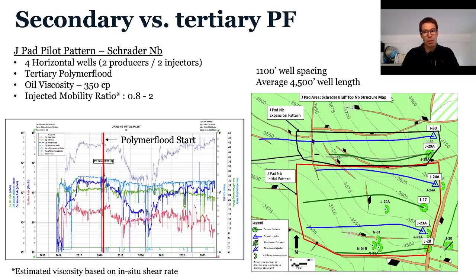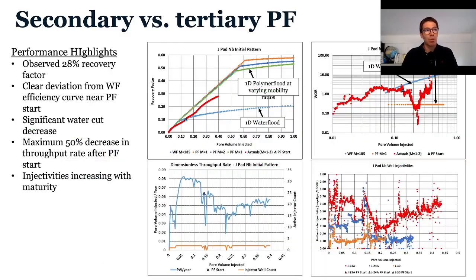This case is really interesting, so you can find the publication. It's Hilcorp Milne Point in Alaska, and what I want to show you here is the injectivity difference between tertiary polymer floods and secondary polymer floods. So in tertiary polymer floods, like this case, you can look at the conclusions. They say there was a maximum 50% decrease in throughput right after the polymer flood start. So they lost 50% of injectivity switching from water to polymer, when polymer was used as a tertiary recovery method.